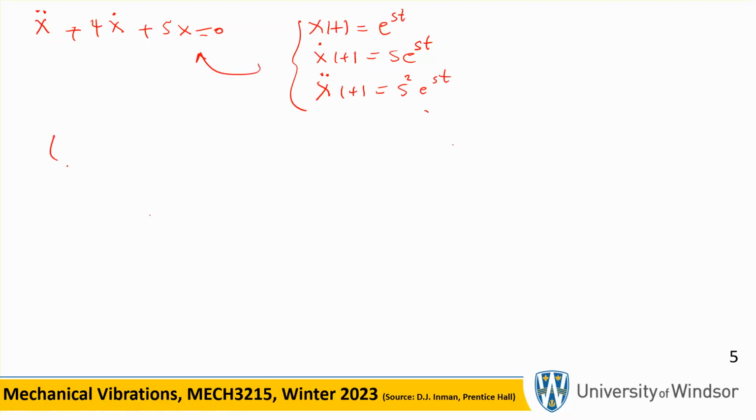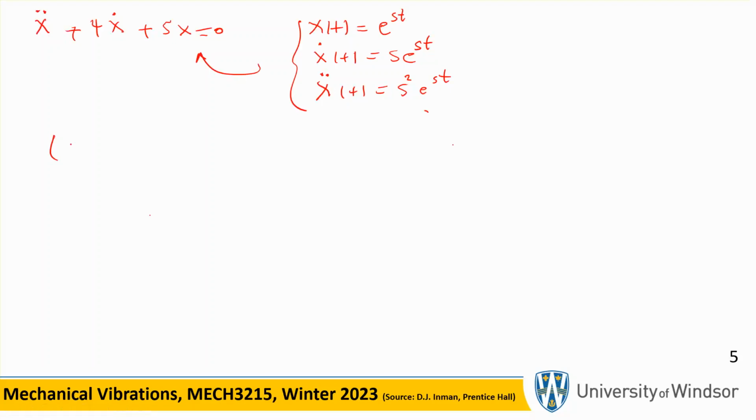Now, if you look for the solution of the form x of t equal to e to the st, again x dot will be s e to the st, and x double dot will be s squared e to the st. So if you take these things and dump it in here, you're going to get s squared plus 4s plus 5 equal to 0.